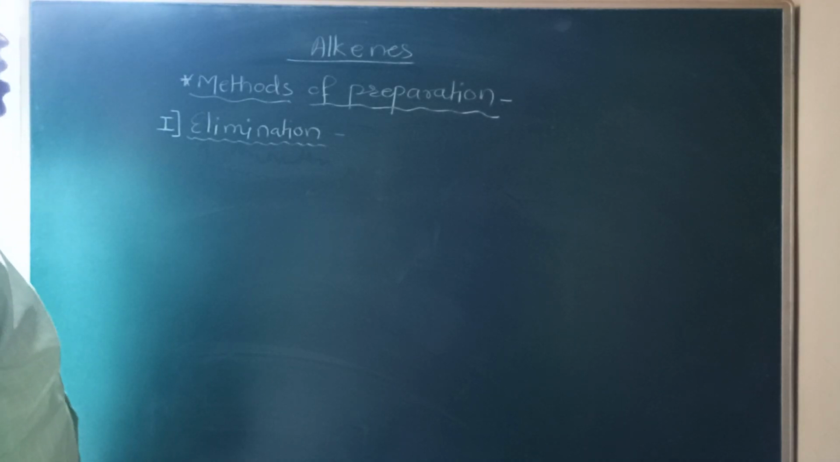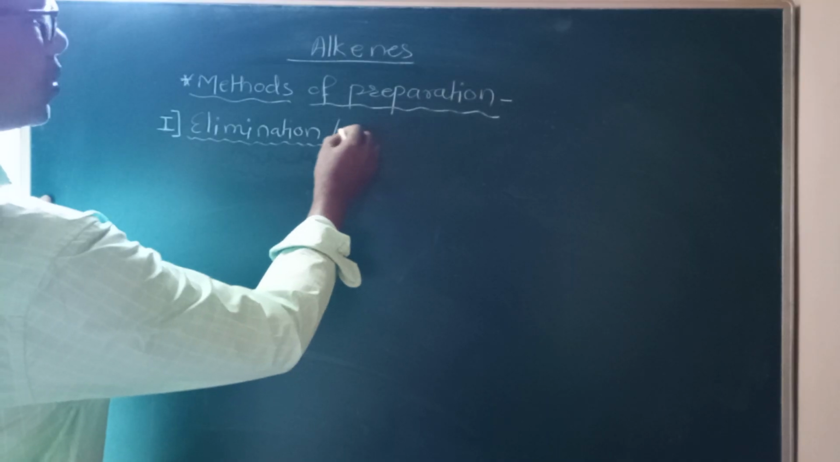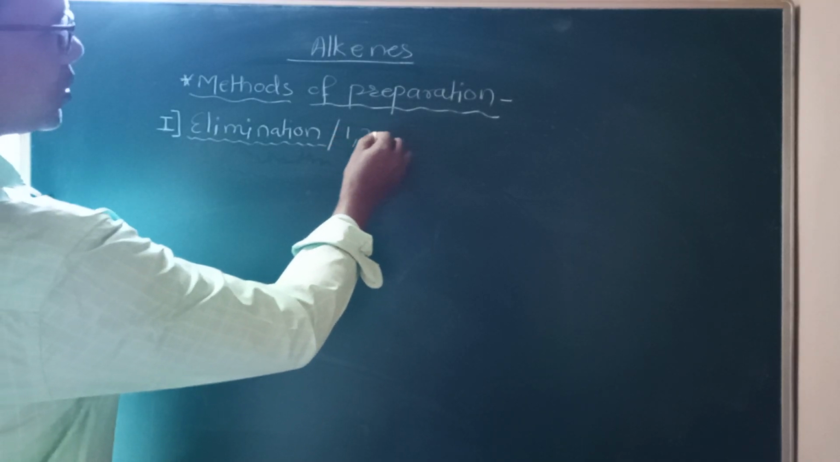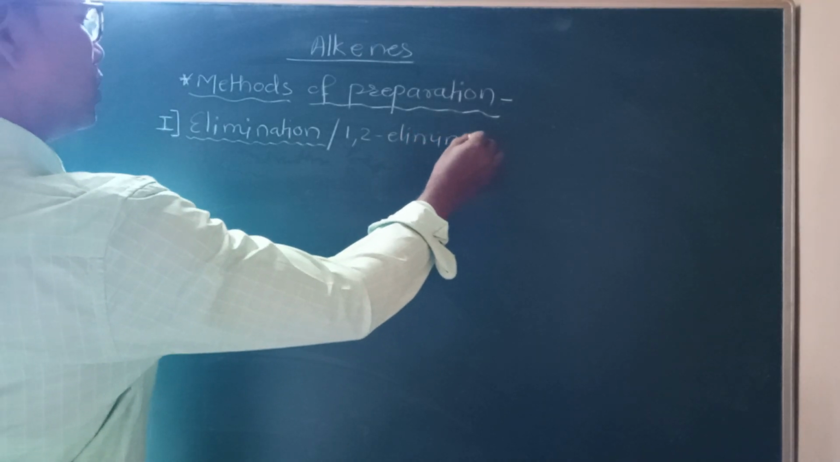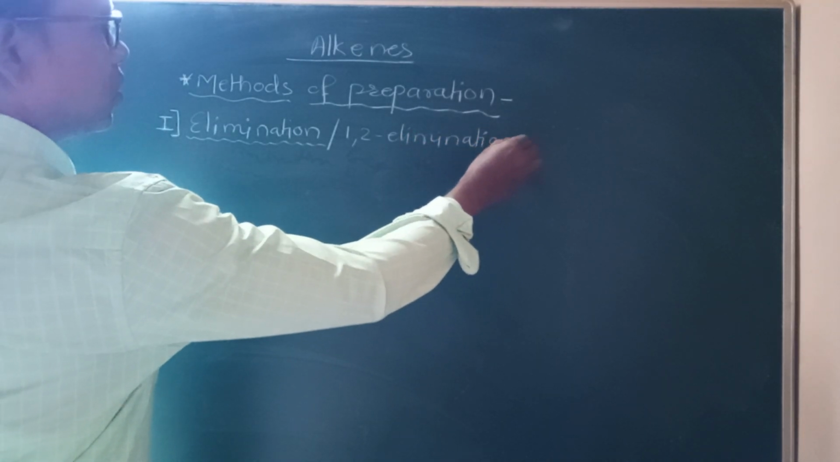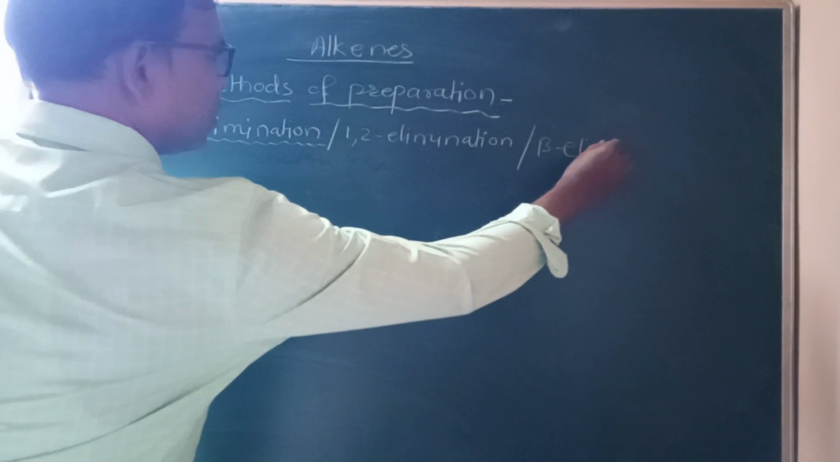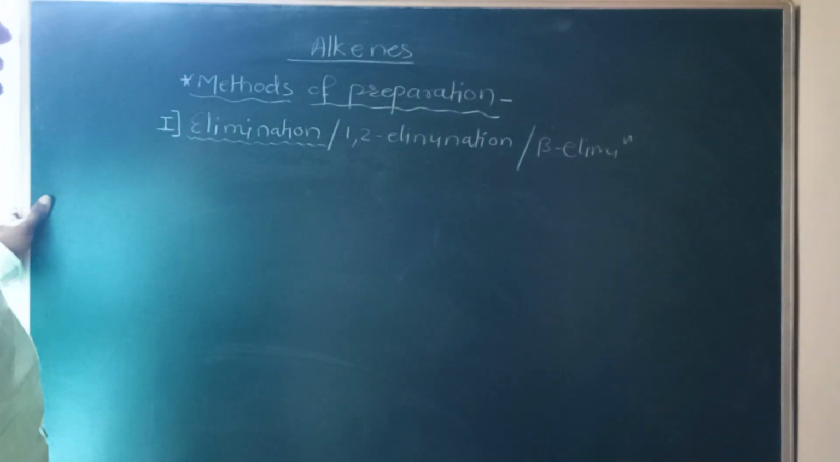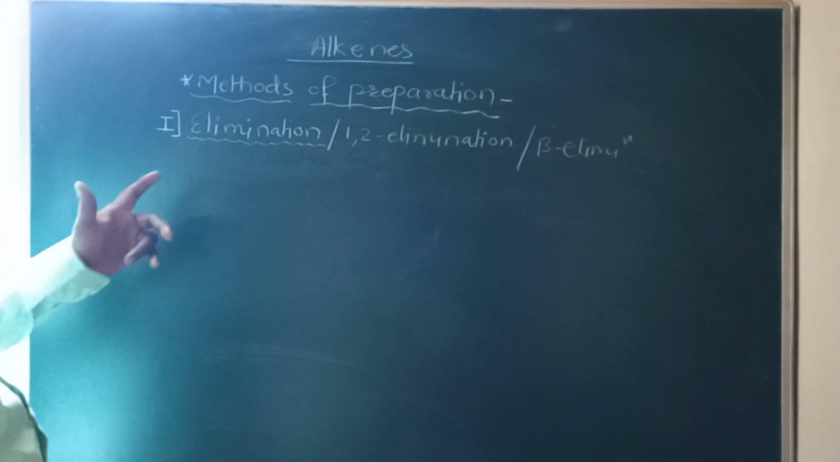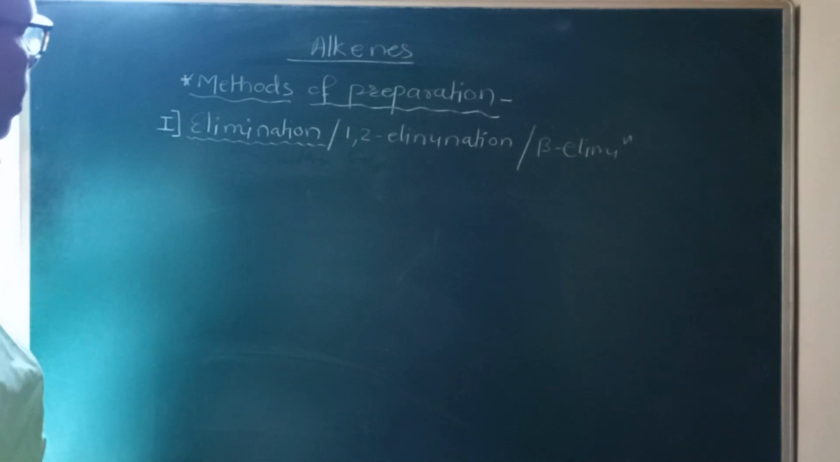Okay. Now this elimination reaction is also called 1-2 elimination reaction, or sometimes it is also called beta elimination reaction. 1-2 or beta elimination reaction. So by this elimination reaction, it is possible to prepare alkenes.